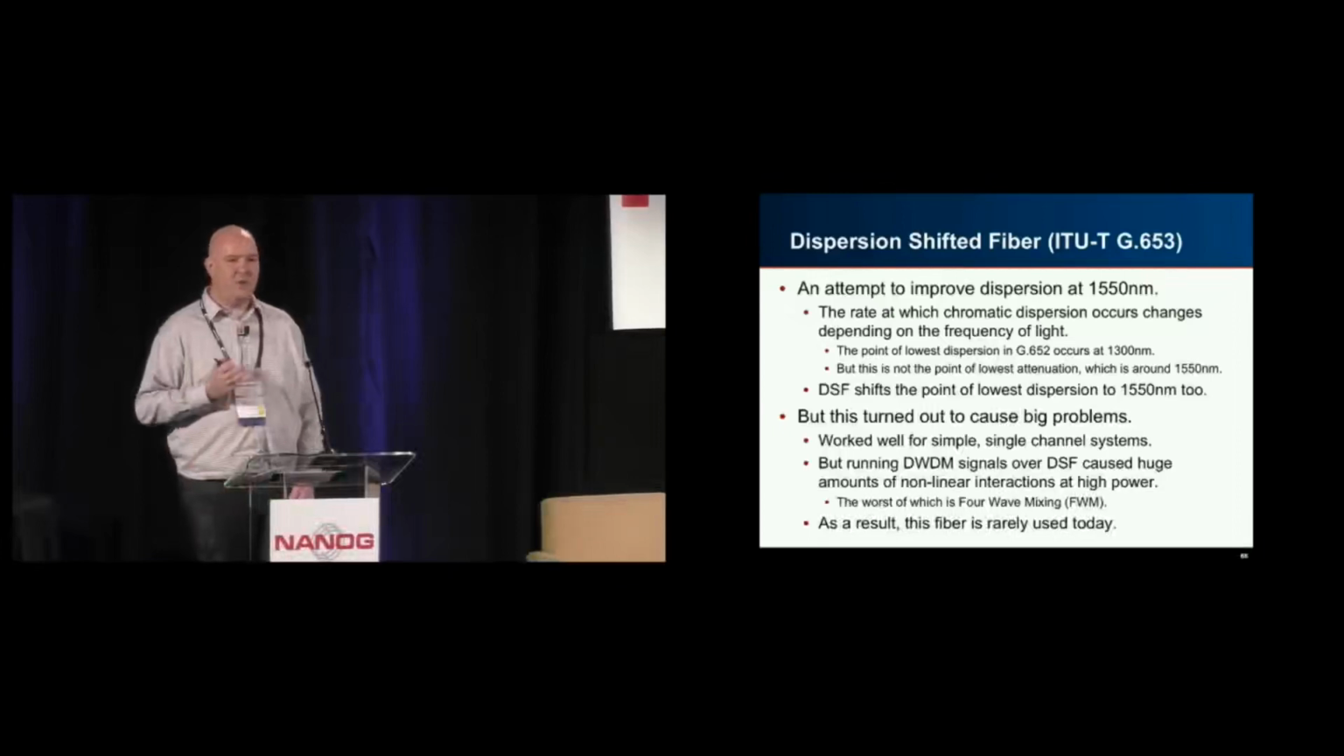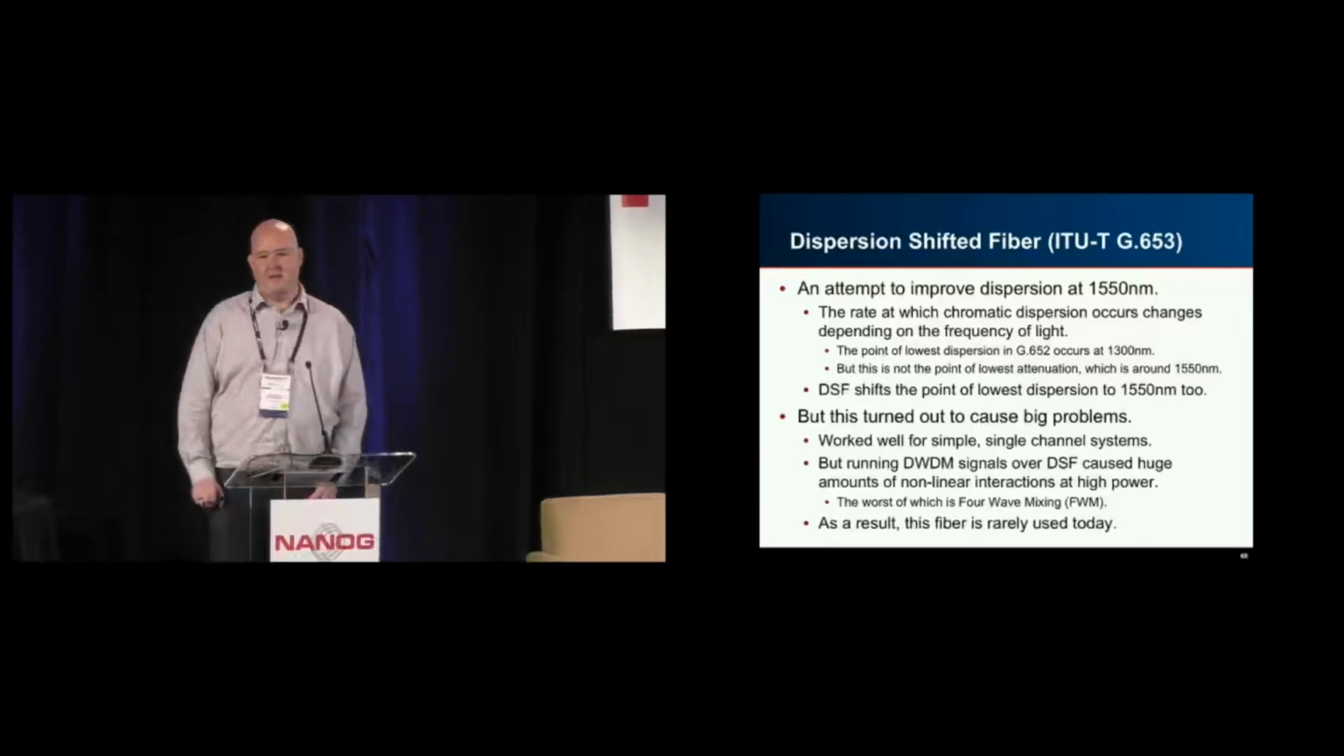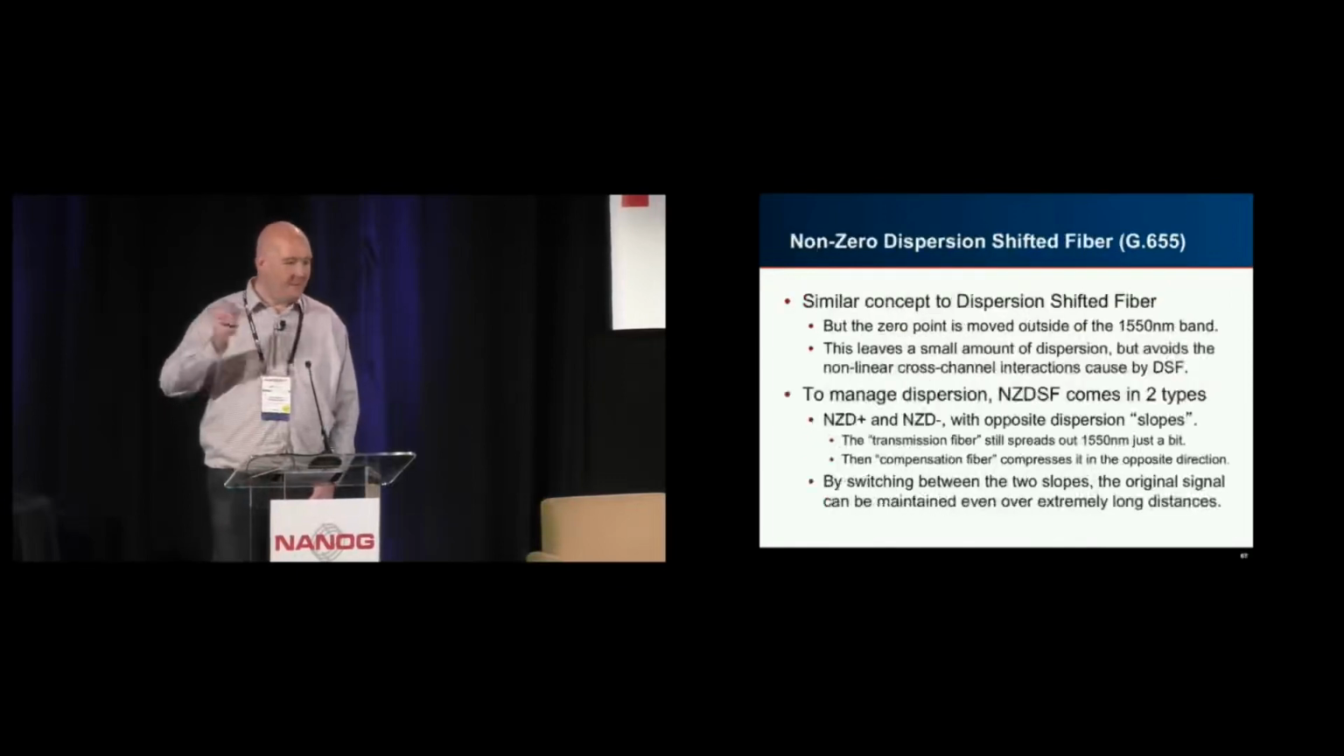This worked well for single channel systems before the advent of WDM. The problem when you start doing any type of WDM on the system is it causes a lot of nonlinear interaction. I'll talk a lot more about that later on, but basically this type of fiber was a giant dead end, and you almost never see it in the real world. It's pretty much used for pull string and nothing else.